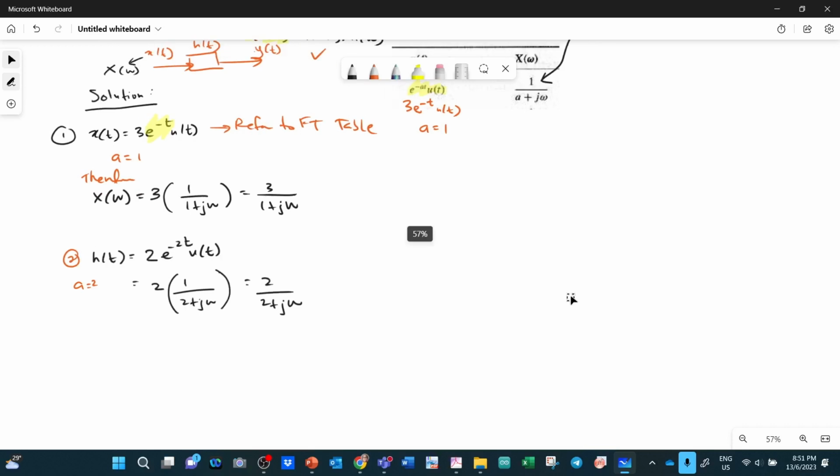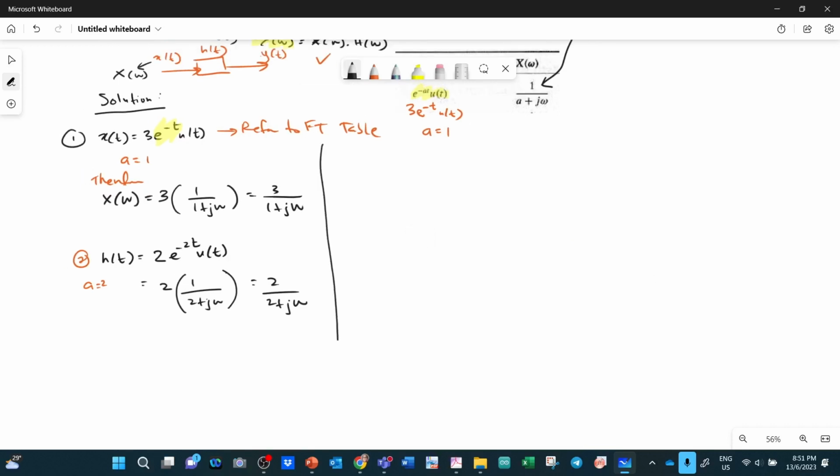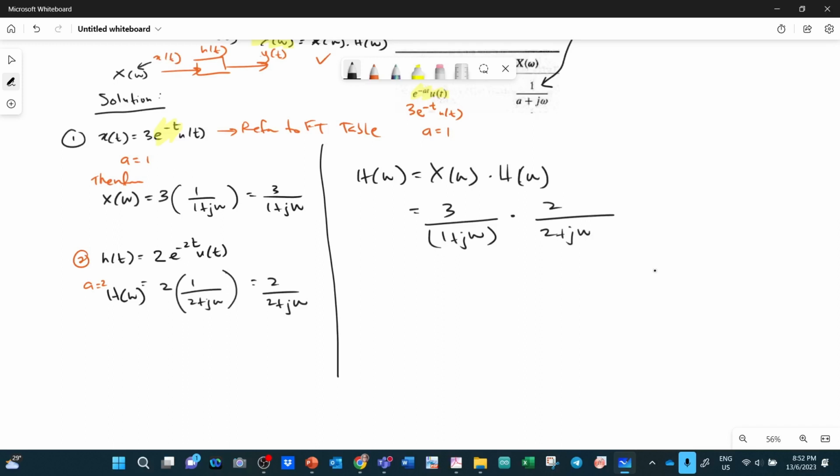So H omega is equivalent to X omega times H omega. Don't forget to write it out. So what is it? X omega is 3 over 1 plus J omega, multiplied by 1 over 2 plus J omega. Multiply the upper values, so 6 over 1 plus J omega times 2 plus J omega.